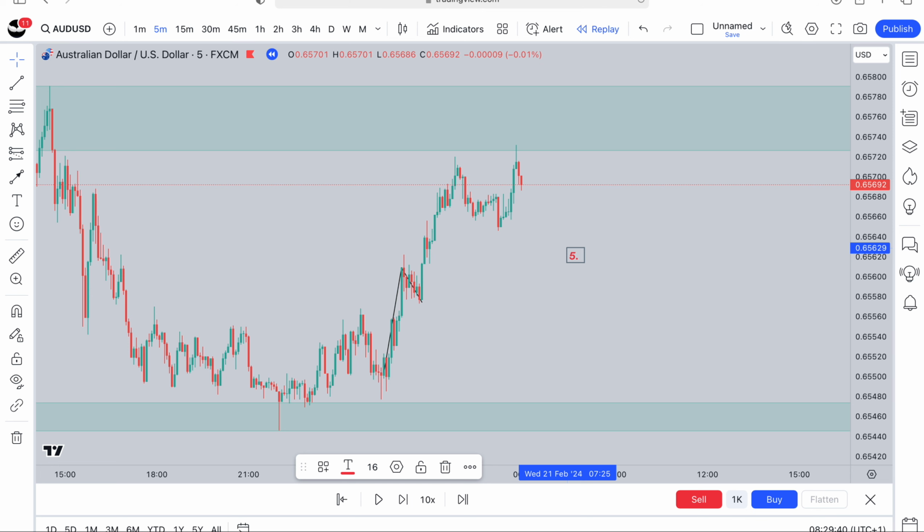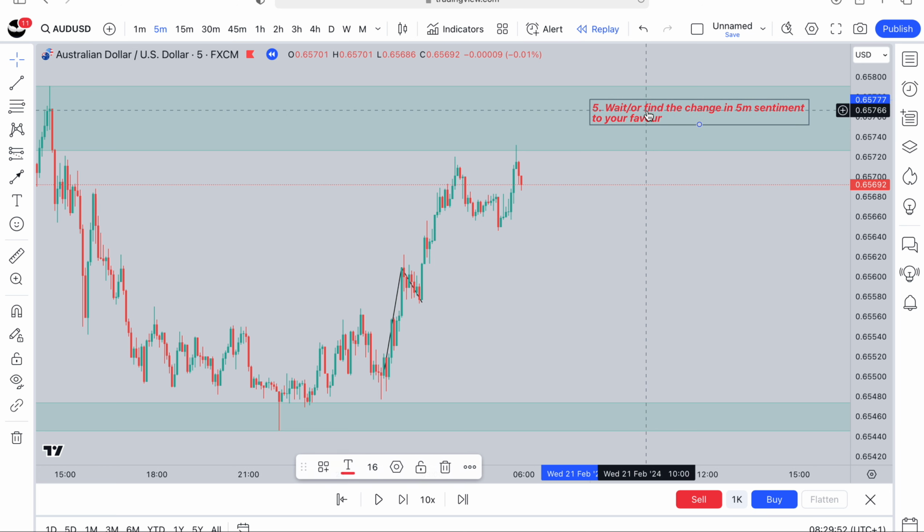So step 5 is wait or find the change in 5 minute sentiment to your favor. Now, what do I mean by the 5 minute sentiment? You can call it 5 minute trend, 5 minute behavior, 5 minute structure, whatever you want to call it. But essentially, it's just getting the 5 minute to act in a way which is coherent with what you want to do. Okay, so if you're looking to take sells, you want to see sell side structure. Okay, you want to see 5 minute sentiment shift.